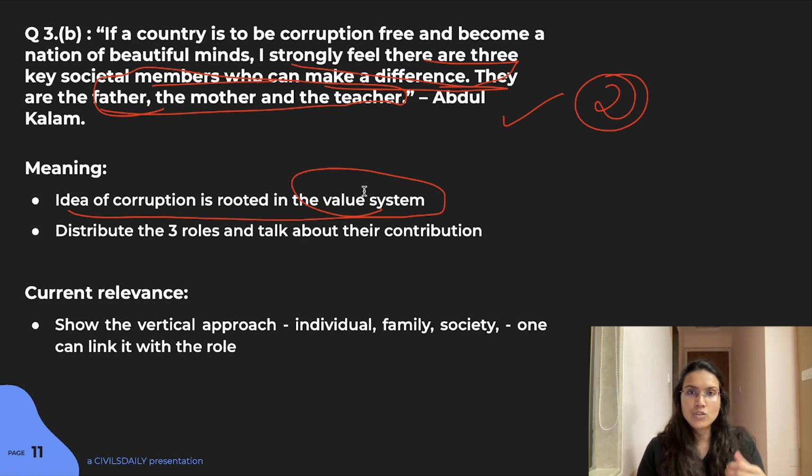When as a kid you start stealing things, as a kid when you think it is okay to break laws. So these are the small things that ultimately go on and build your mindset with respect to corruption, right? That is why we're focusing on these fundamental people here, the father, mother, and teacher, because at a young age, these value systems over the years contribute to your perception of how corruption is acceptable, right? So that is how you talk about the meaning.